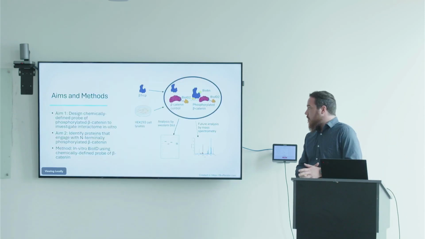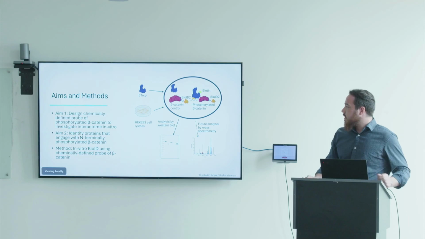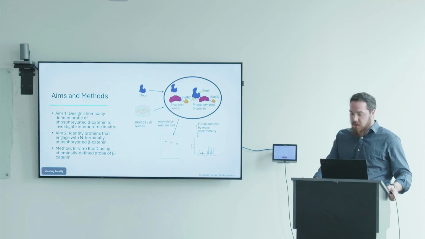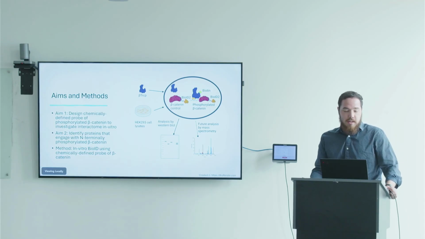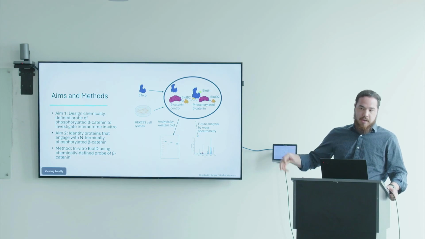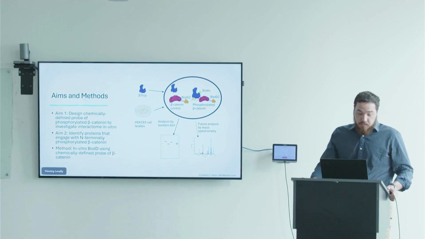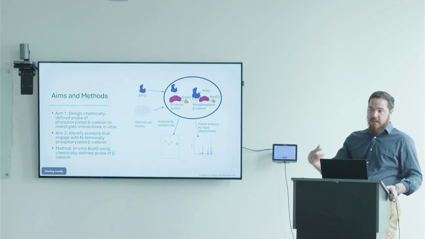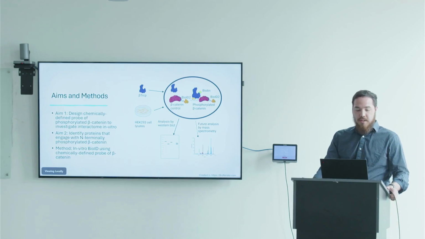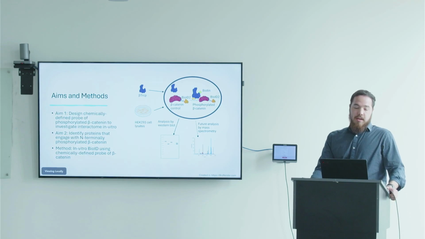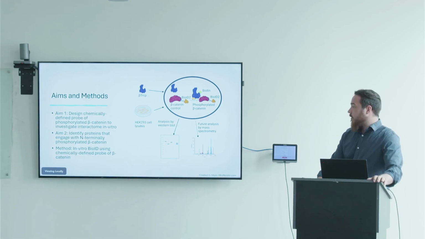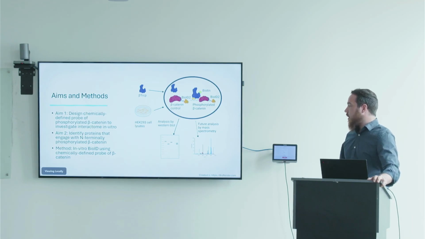So my primary goal was to design a chemically defined probe of phosphorylated beta-Catenin to investigate its interactome, or the proteins it interacts with, and we wanted to do this in vitro. Aim 2 was to identify the proteins that engage with the N-terminally phosphorylated beta-Catenin, and our method was an in vitro biotinylation assay, or BioID.